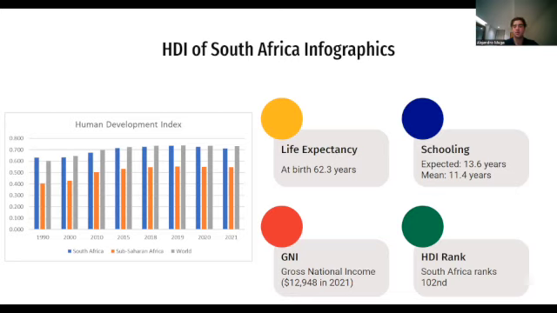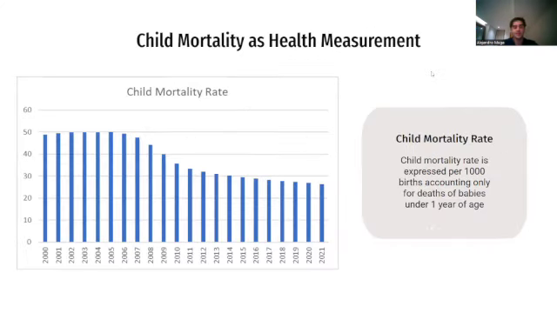Furthermore, we can see on the graph how South Africa, contrary to the rest of Sub-Saharan Africa, develops at the world average. Secondly, child mortality rate can be used as a measurement of general healthcare within a country.